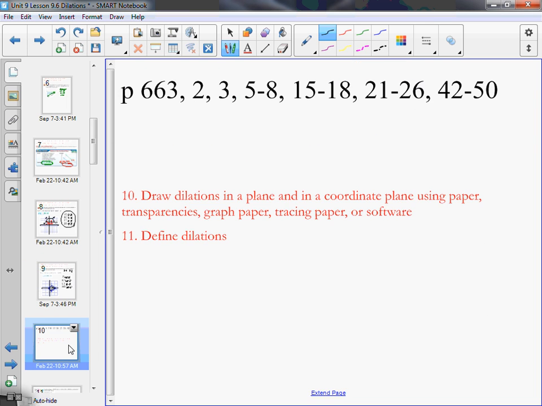Okay? And here's what I need for you to do from this section. On page 663, do 2, 3, 5 through 8, 15 through 18, 21 through 26, and 42 through 50.